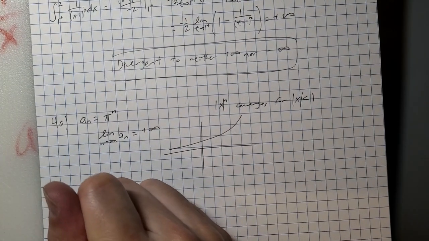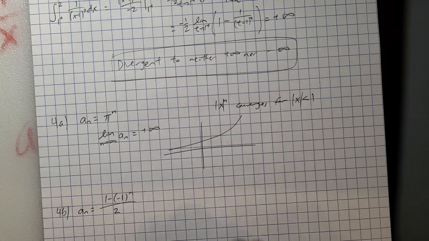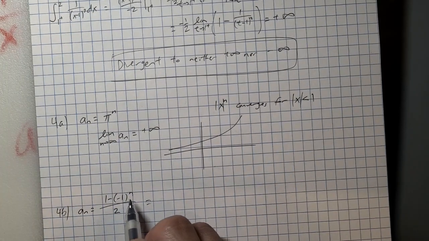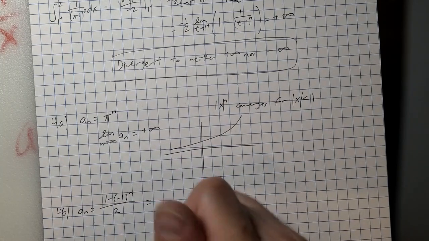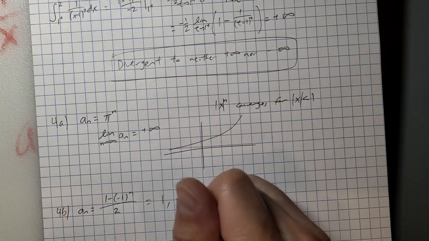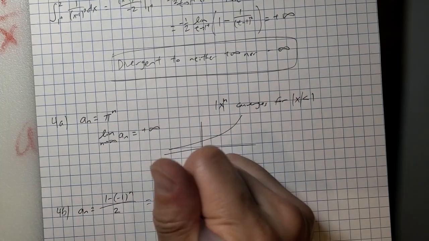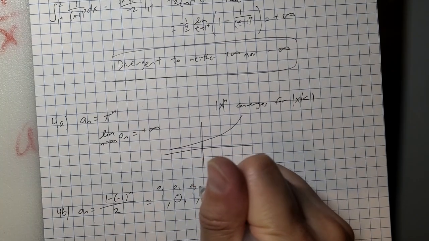Next, we have a sub n equals (1 minus (minus 1) to the n) over 2. How do we solve this? Well, if we write out terms, the first term, starting from n equals 1, is 1 minus (minus 1) to the first power, so 1 plus 1 over 2, that would be 1. The second term, when n is 2, minus 1 squared is positive 1, so it's 1 minus 1, that's 0. They'll actually alternate from 1 to 0 like that: a1, a2, a3, and so on.